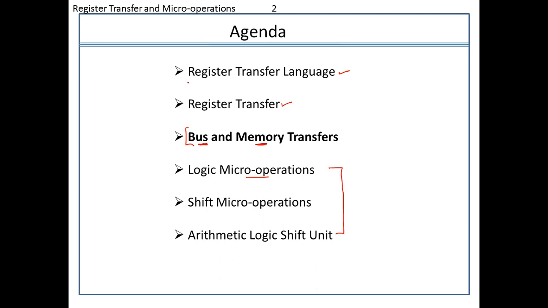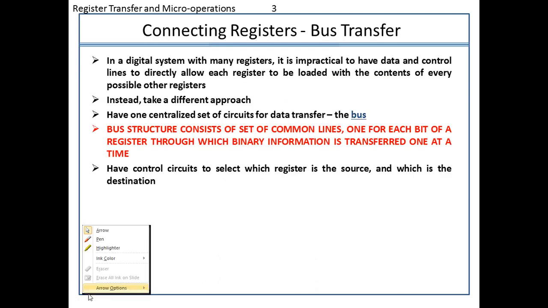As I discussed in the very first session on register transfer and micro-operations, micro-operations play a vital role when we are talking about registers and the data stored in them. For the time being, let's concentrate only on this particular topic, which is bus and memory transfer. Before understanding how we connect the registers with the buses, let's understand why there is a need to have a bus.